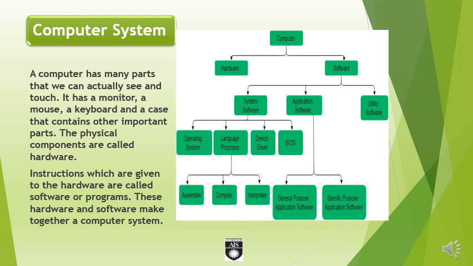Let us first know what our computer system comprises. A computer has many parts that we can actually see and touch. It has a monitor, a mouse, a keyboard, and a case that contains the other important parts, which is the CPU. The physical components are called hardware. Instructions which are given to the hardware are called software or programs. These hardware and software together make a computer system. The picture beside will guide you to understand the computer system.